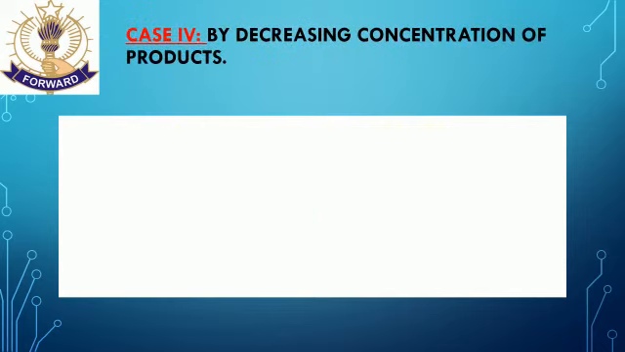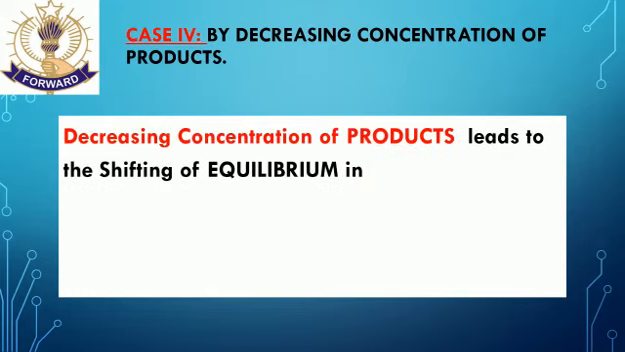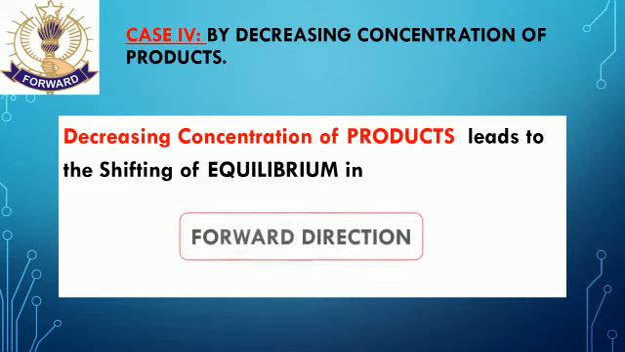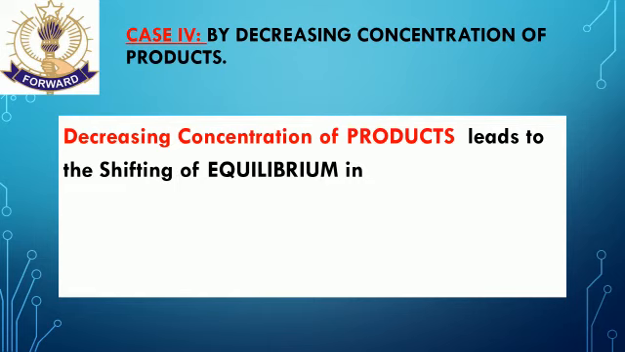And the fourth case is by decreasing the concentration of products. So dear students, decreasing the concentration of product will disturb the already existing equilibrium. In such a case, the equilibrium will shift in the forward direction to regain its equilibrium point.